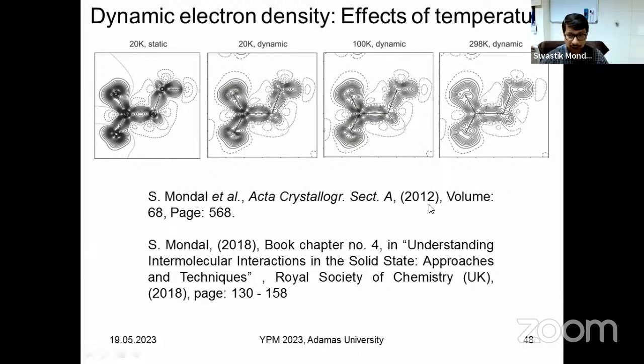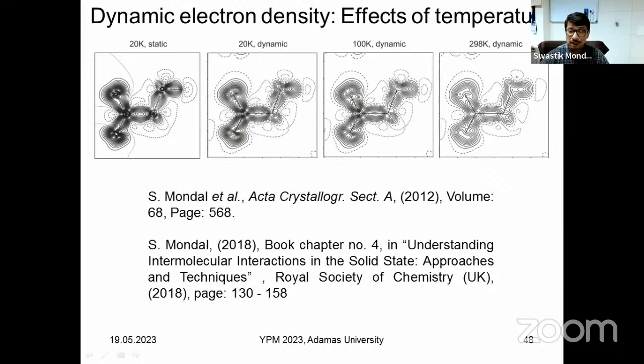So it will take another 10, 20, 30 years. I don't know how long it will take to become more common research. But nonetheless, if you see in this picture, this is 20K data, that is static data, and this is 20K dynamic data. If you see these two, you will already see even at 20K there are some differences, some smearing in these two electron density plots. And why is it important?